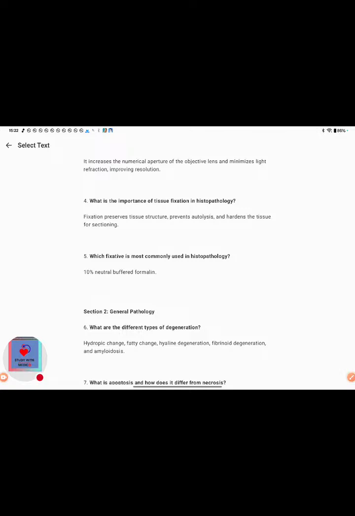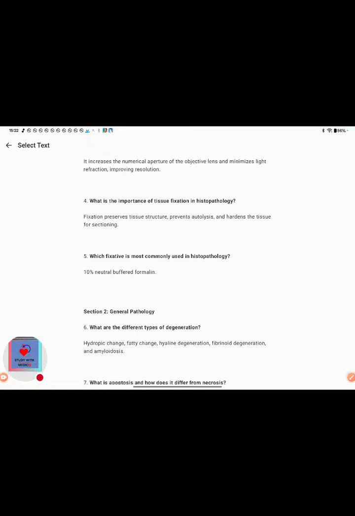What is the importance of tissue fixation in histopathology? Fixation preserves tissue structures, prevents autolysis, and hardens the tissue for sectioning. So tissue fixation in histopathology is important because it preserves the tissue structure, prevents autolysis, and hardens the tissue for sectioning.